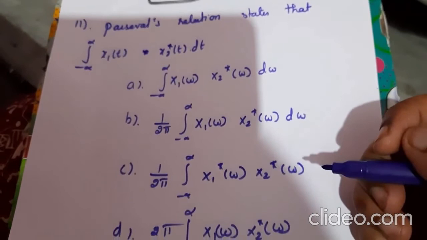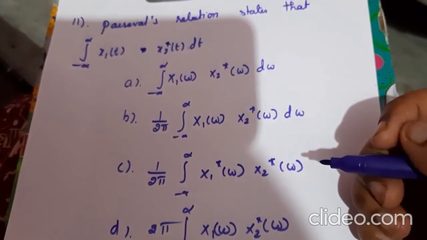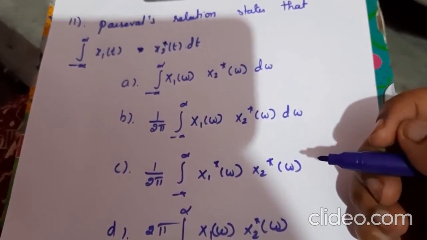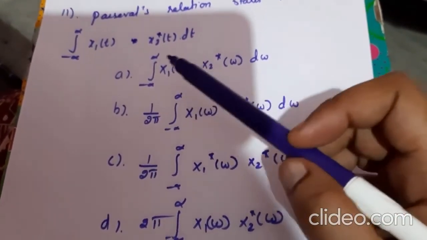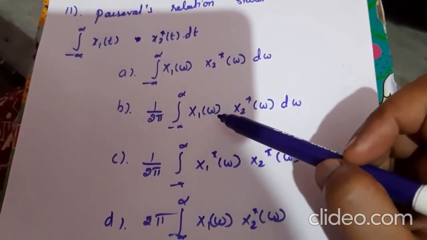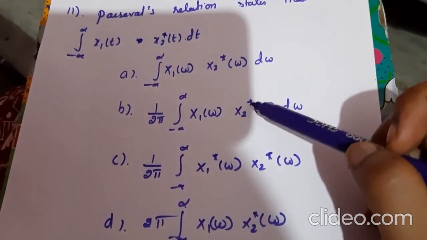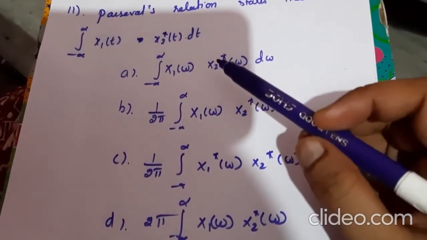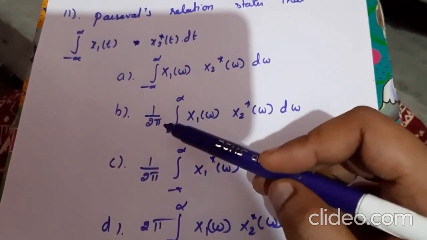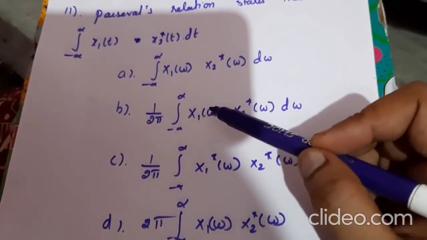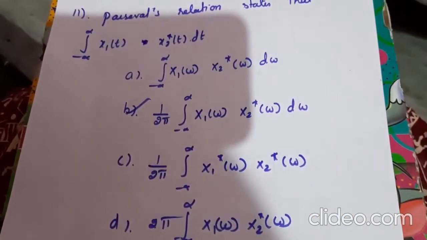Next question, Parseval's relation states that the integration from minus infinity to infinity of x1 of t times the conjugate of x2 of t dt is equal to 1 by 2 pi times the integration from minus infinity to infinity of X1 of omega times the conjugate of X2 of omega d omega. So this is the relationship between the time domain and the Fourier transform. So here the answer is B.